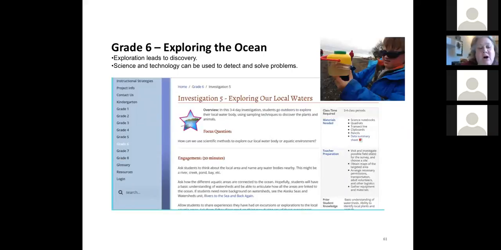Grade 6, even though it's called Exploring the Ocean, you can actually use this to explore all of your local waterways. Particularly in Investigation 5, Exploring Our Local Waters, your students have an opportunity to learn a little bit more about scientific methods and ways that they can actually investigate their waterways. So they try out various sampling techniques and methods. They analyze the data they collect and start to ask questions about whether or not this data actually is good for learning about the environment or answering the questions that they want to answer. What are some of the tools that are used? What's a good way to collect information? What's not? The pros and cons of the scientific method.